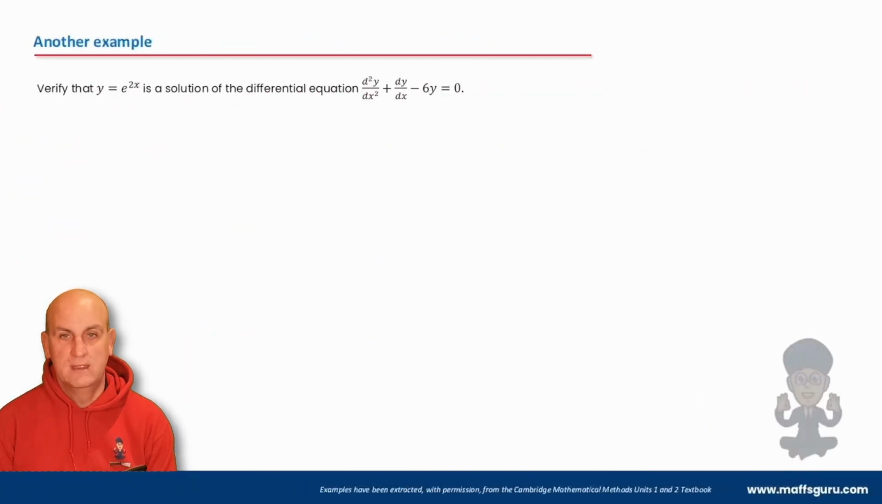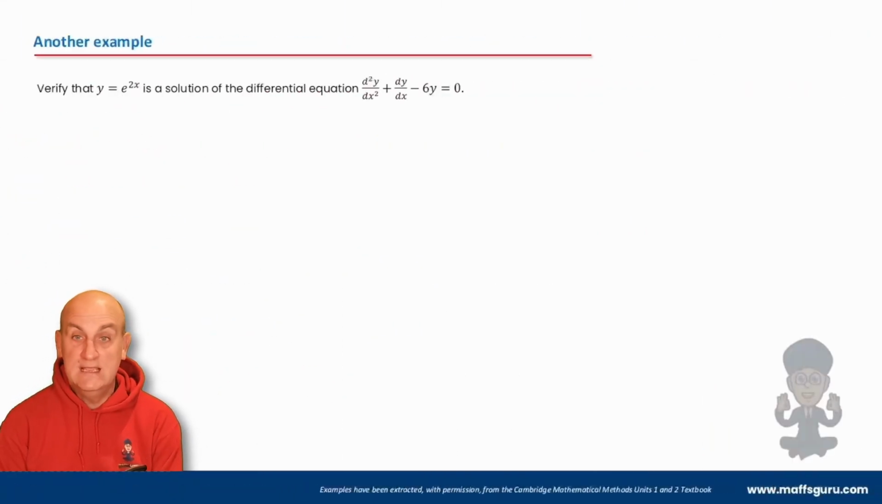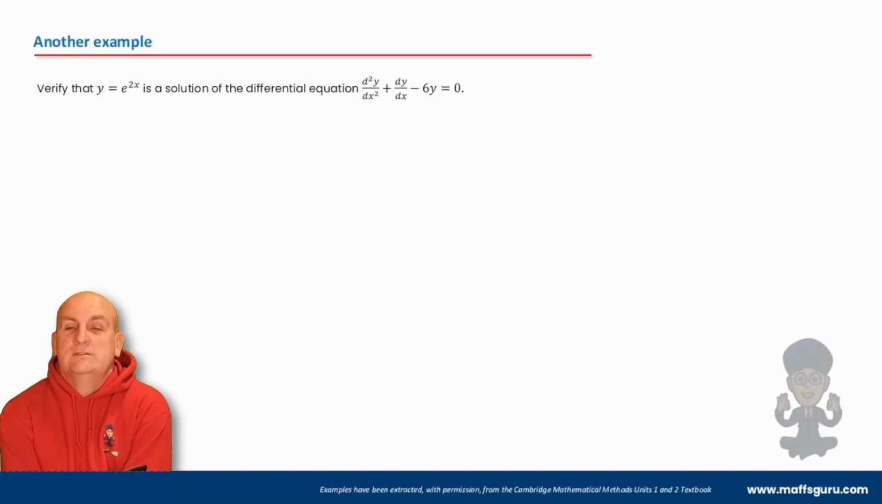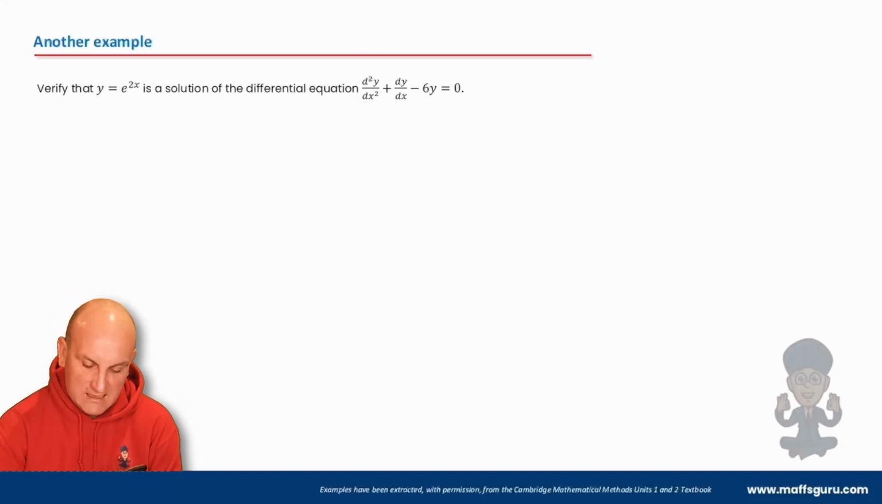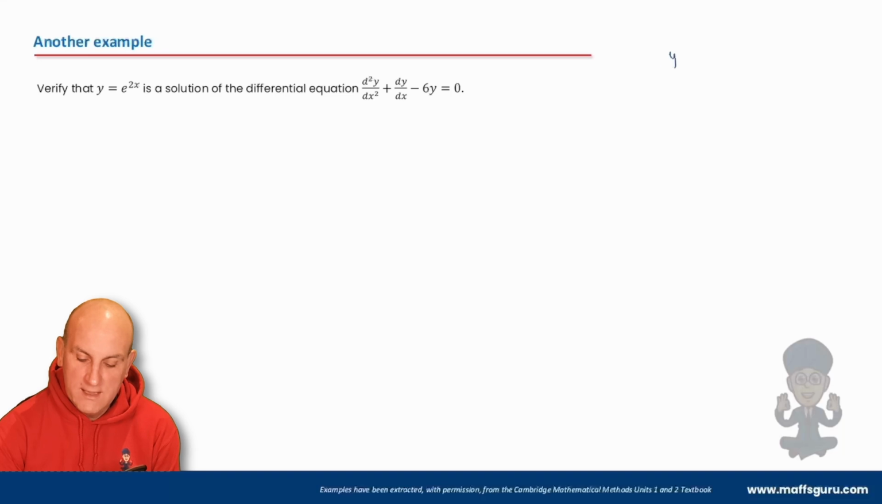Something simple? Easy. Verify that y equals e to the 2x is a solution of the differential equation. Ooh, hold on a moment. Yeah. d squared y by dx squared. Just double differential. Oh, okay then. Now when I tend to do these questions, I say, right, well, let's say we've got y here is equal to, what is that? e to the 2x.